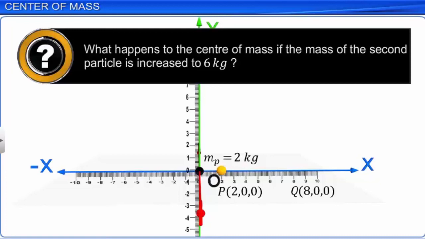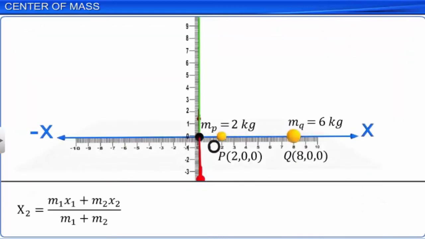x2 is equal to (m1 x1 plus m2 x2) by (m1 plus m2), which is equal to (2 into 2 plus 6 into 8) by (2 plus 6), equal to 6.5. The center of mass C2, (6.5, 0, 0), moves closer to the heavier mass.